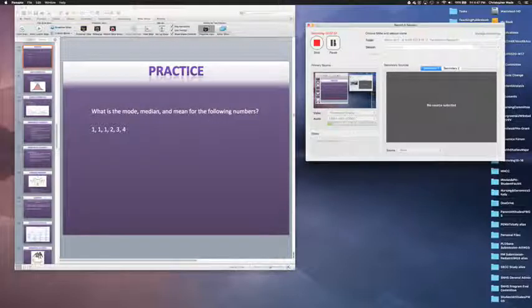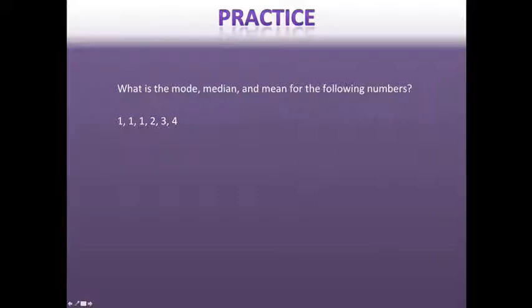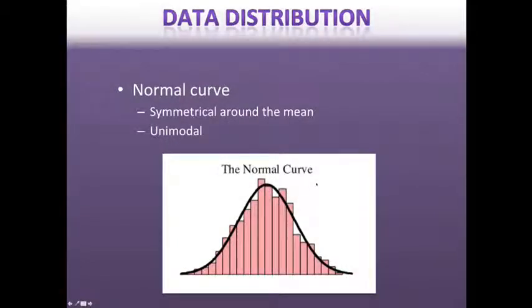Okay, so the mode would be 1. The median would be an average of 1 and 2, right? Because those are the two central ones, so that's 1.5. And the mean would be the total, which is 12, divided by the total number of numbers there, which is 6. So you get a mean of 2. All right, you can tell that I hadn't calculated it out before I pulled that slide up.